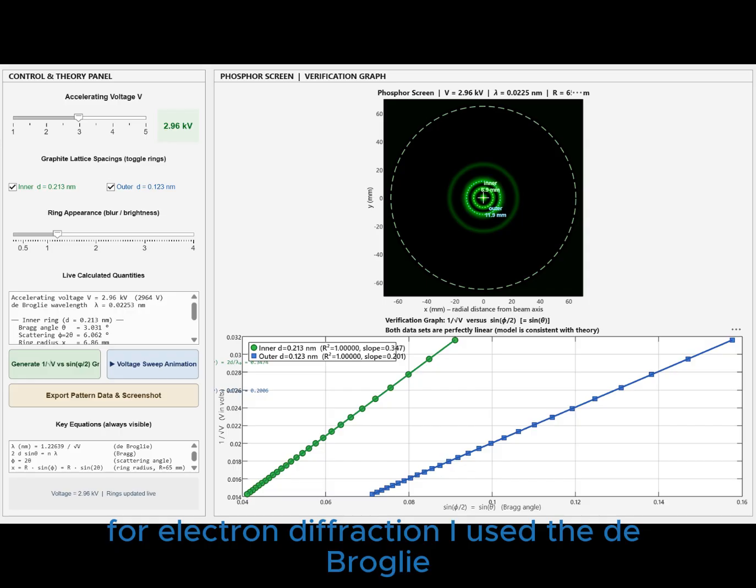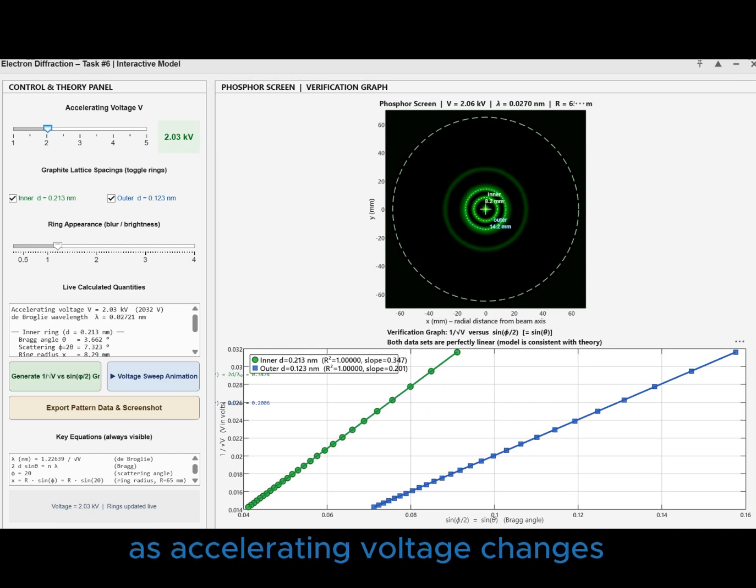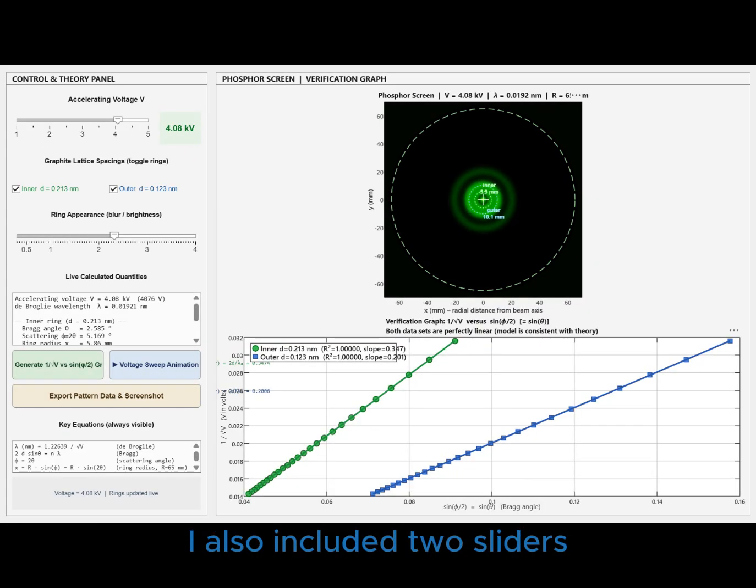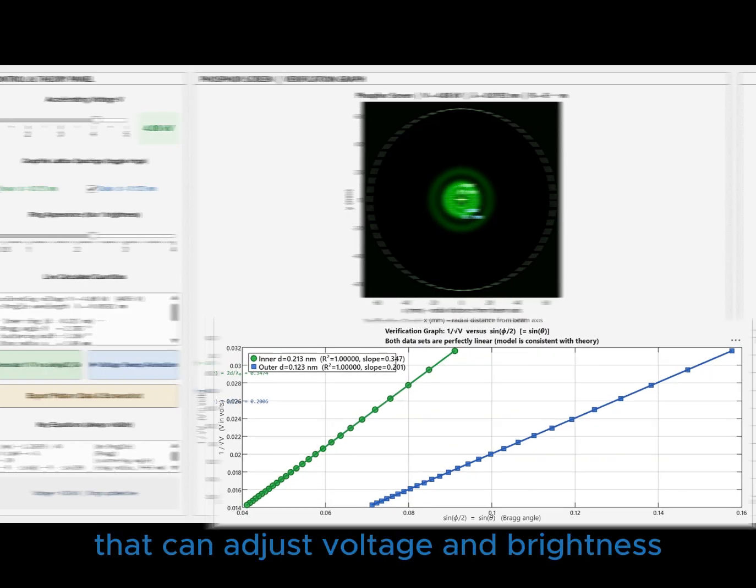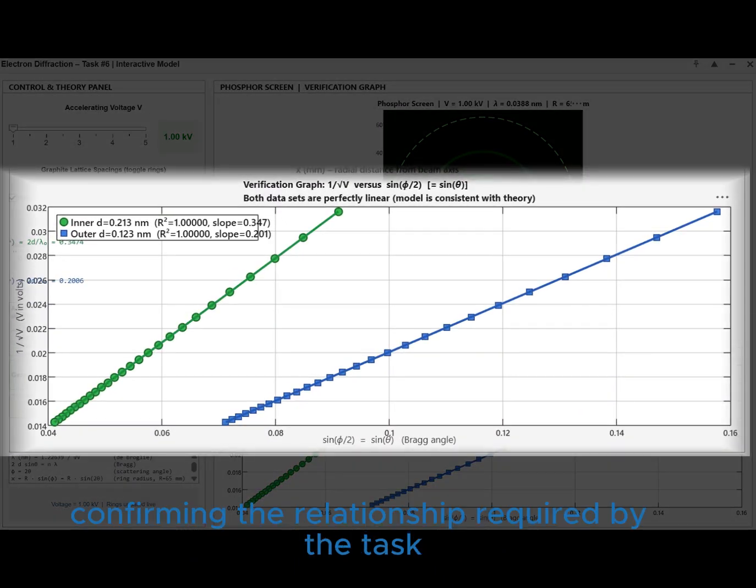For electron diffraction, I used de Broglie wavelengths and Bragg diffraction to generate the 2 graphite rings as accelerating voltage changes. I also included 2 sliders that can adjust voltage and brightness. The verification plot is clear, confirming the relationship required by the task.